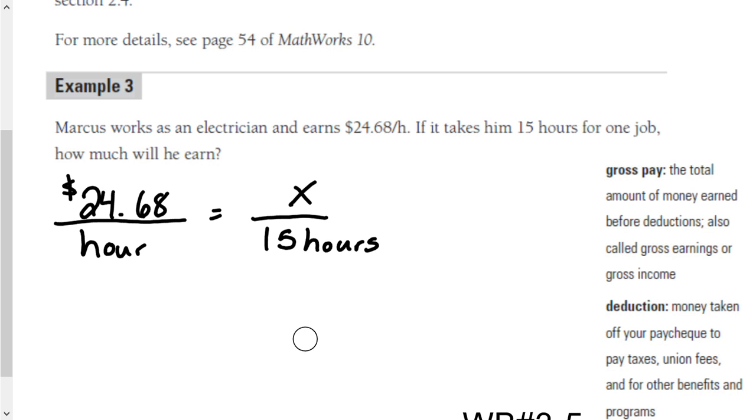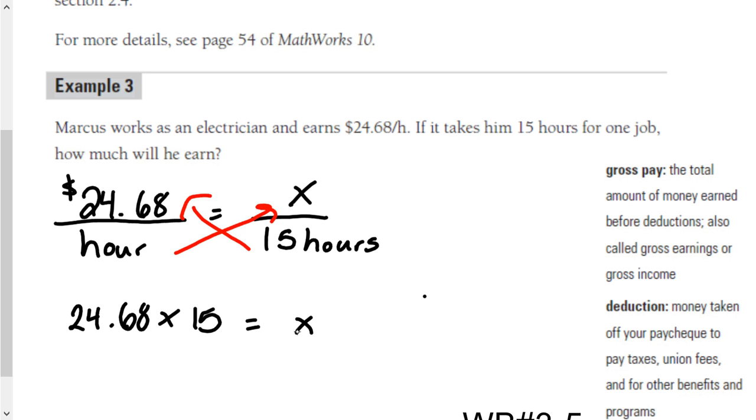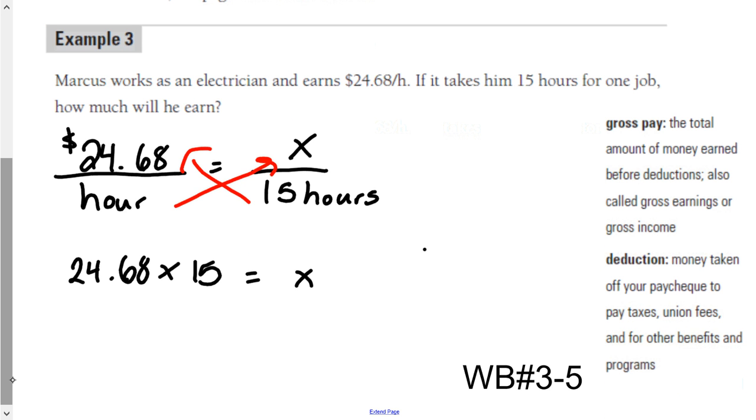You should notice that I set this up just like a proportion, so we should be used to cross multiplying. This is now 24.68 times 15 is equal to x. We plug this in. This gets us 370.20 is equal to x. X was in the dollar spot, so this is looking for dollars. So Marcus will earn $370.20.